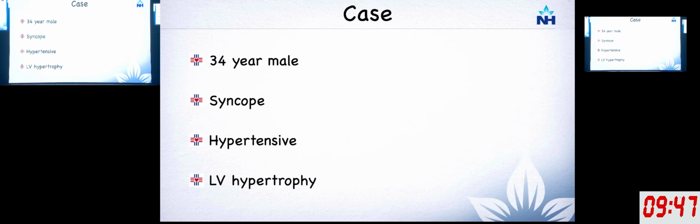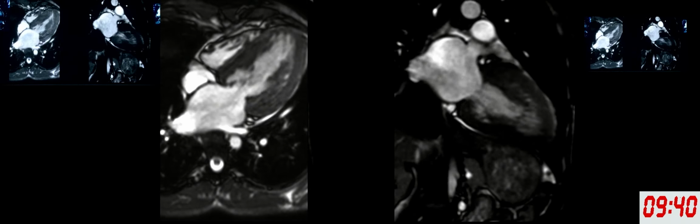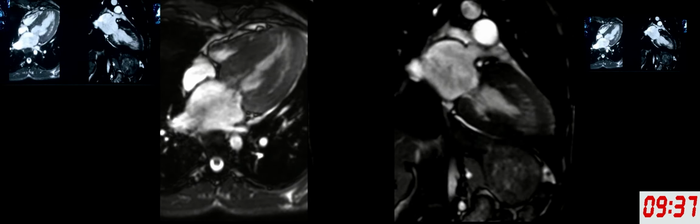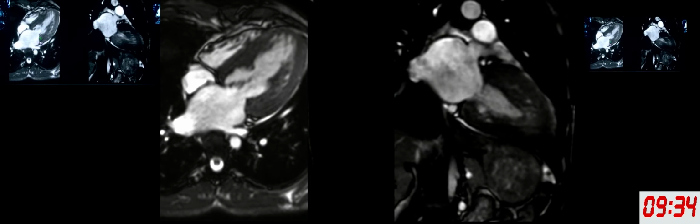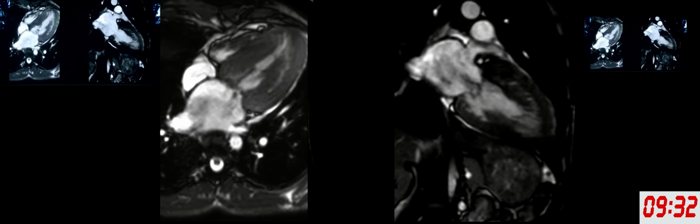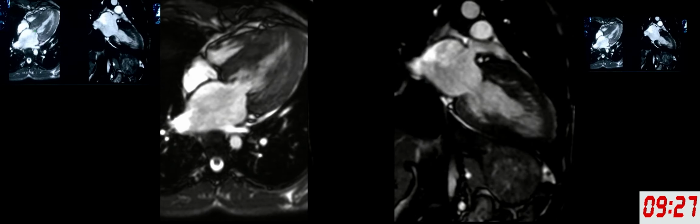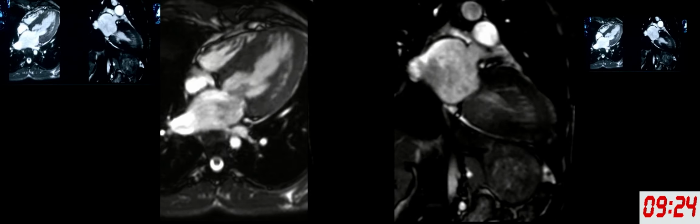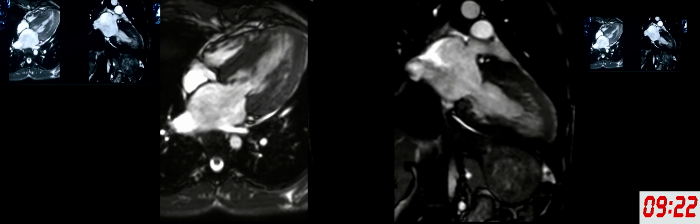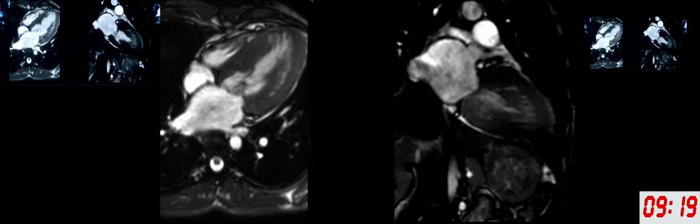Let's look at another case. A 34-year-old male again came in with syncope, known hypertensive, and this is what the MR shows. So again, circumferential LV hypertrophy. You can see something across here, which is actually, I will show you one more image to help you with that, but this wasn't SAM. It wasn't systolic anterior motion of the mitral valve leaflet. This is the delayed enhancement imaging, patchy areas of enhancement.